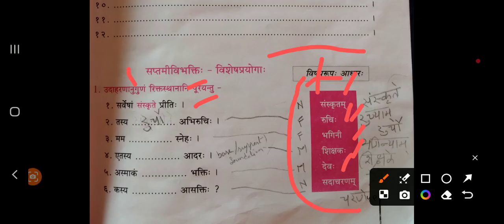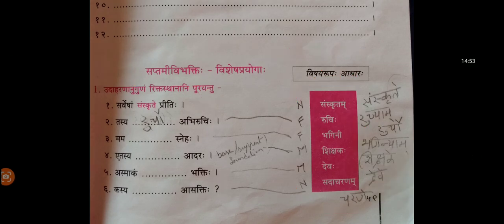Ruchihi, taste, you can ignore, and sister you can ignore. And Shikshakaha, everyone might not like their teacher. That also you can ignore. So it is not the best answer, right? Do you like all your teachers? Might not, right? Might or might not. Devaha, God, that also might not. Everyone doesn't like God, right? So what is the best answer here? Sanskrit. So everyone likes Sanskrit. Sarvesham Samskrute Pritihi. So that is the best answer.